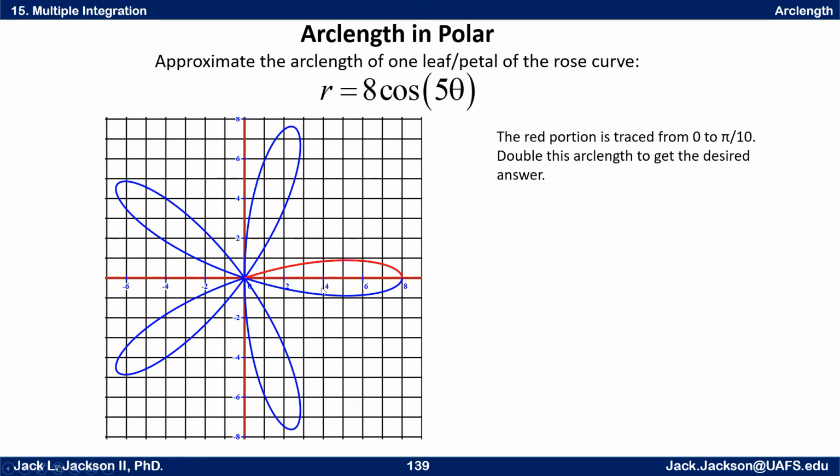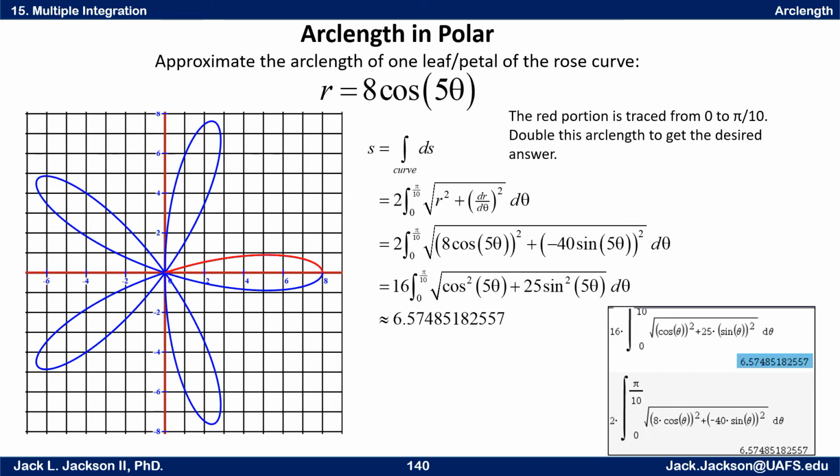So if I start at zero, I start right here at the furthest point out. And then if I trace it to pi over 10, I should be back at the origin. You could test that out with your graphing utility by graphing this and only letting theta run from 0 to pi over 10, and you should get that red portion. Now, that's only going to be half of the arc length that we want, so we need to double that arc length, and we'll get the desired arc length. So let's see if we can set up the appropriate integral for that.